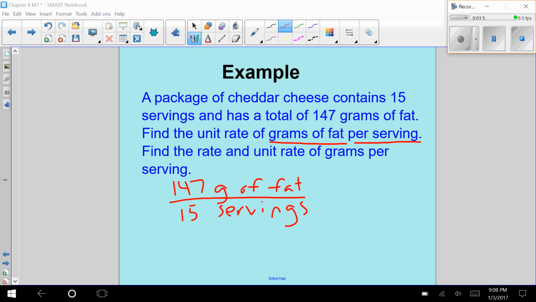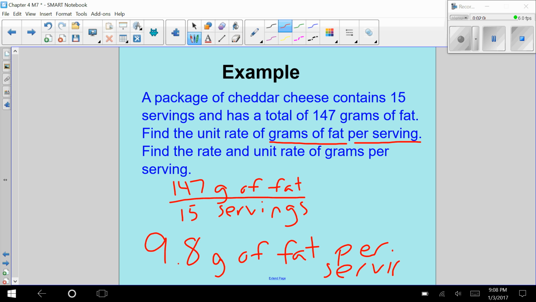Now to find our unit rate, we take 147 divided by 15, and we get 9.8 grams of fat per serving. Labels are extremely important in this section.